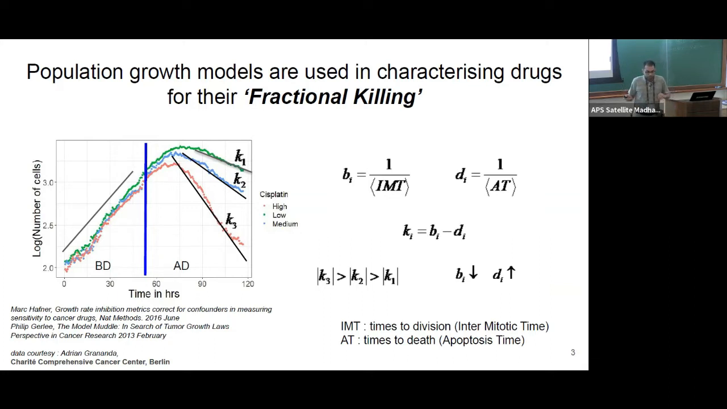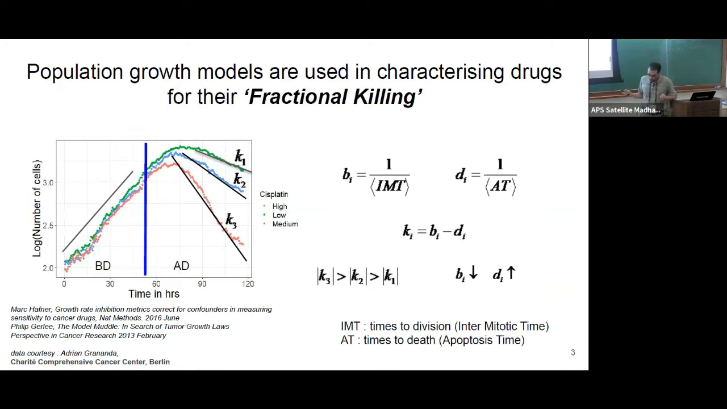Now, the popular model currently used to calculate the population growth rate from single cell parameters is the exponential model, which takes into account that the effective growth or decay rate of a population, which is mentioned here as K, is given as the difference between the birth rate and the death rate. The birth rate is nothing but the inverse of the mean division times, and the death rate is calculated as the inverse of the mean of the death times. The difference of the two is usually known as the effective growth rate.